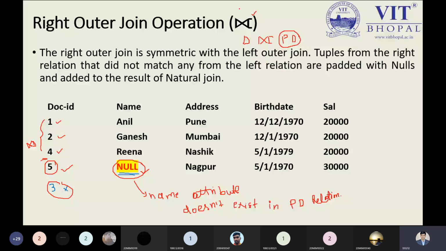The full outer join is a combination of both parts, the left and right outer join. Let me explain. See this one. The full outer join has no special symbol.